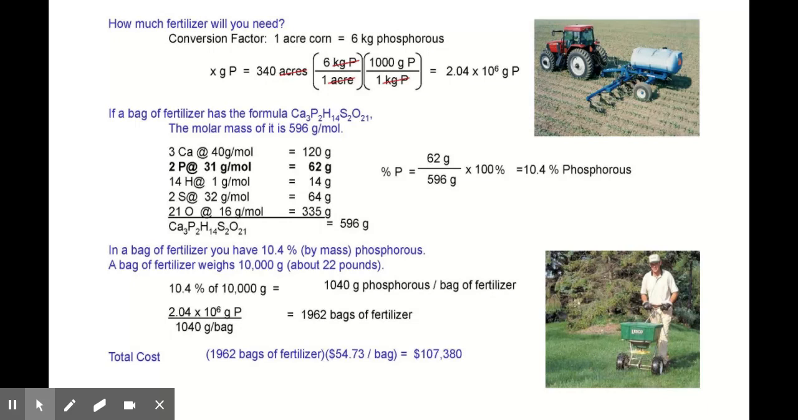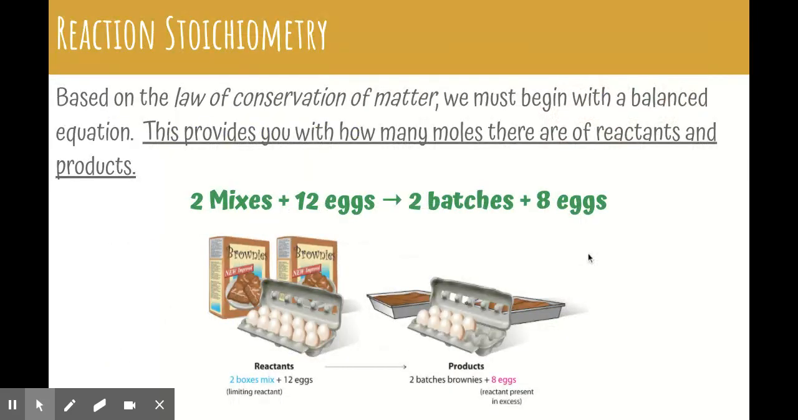Stoichiometry is very, very important in chemistry, and it's very important in any field that would be using any kind of chemistry. So for reaction stoichiometry, based on the law of conservation of matter, we have to start with a balanced equation, okay? When we're talking about reaction stoichiometry, I'm referring to a chemical reaction. So the formulas, the reactions we've been writing out and then balancing, that's what we're looking at. When you have a balanced equation, that's going to tell you how many moles there are of each reactant and each product.